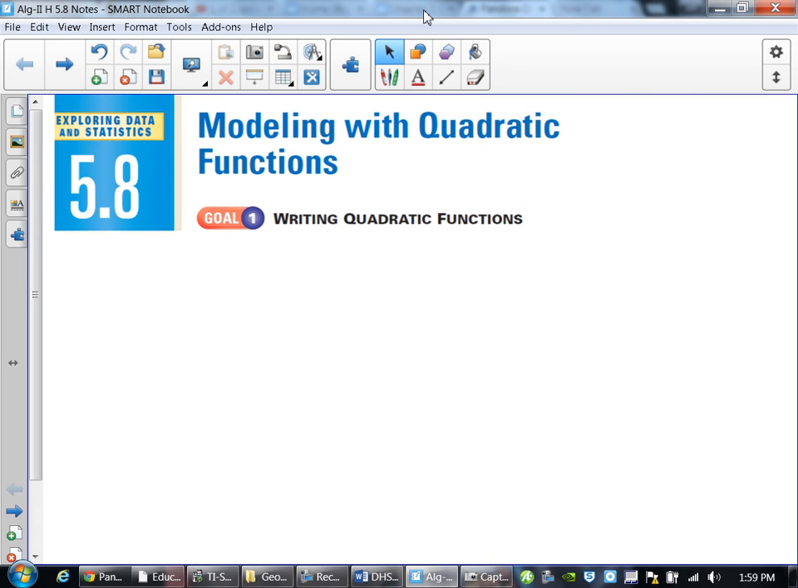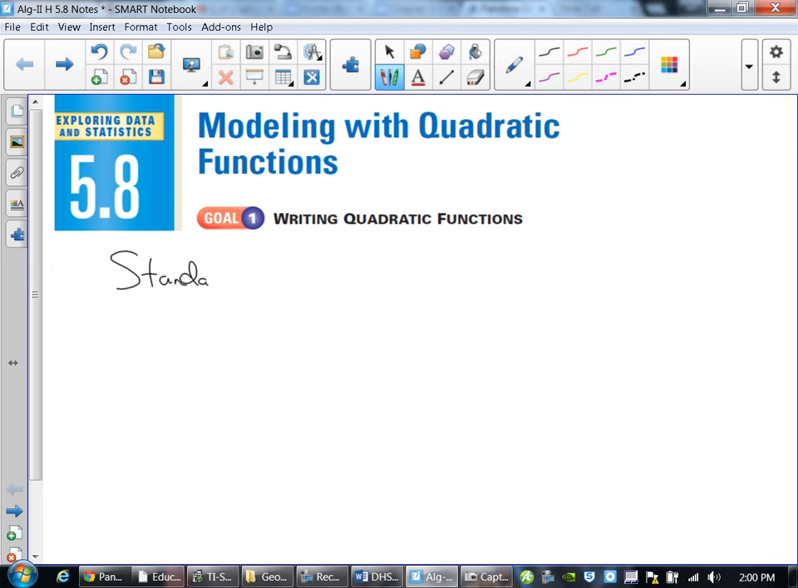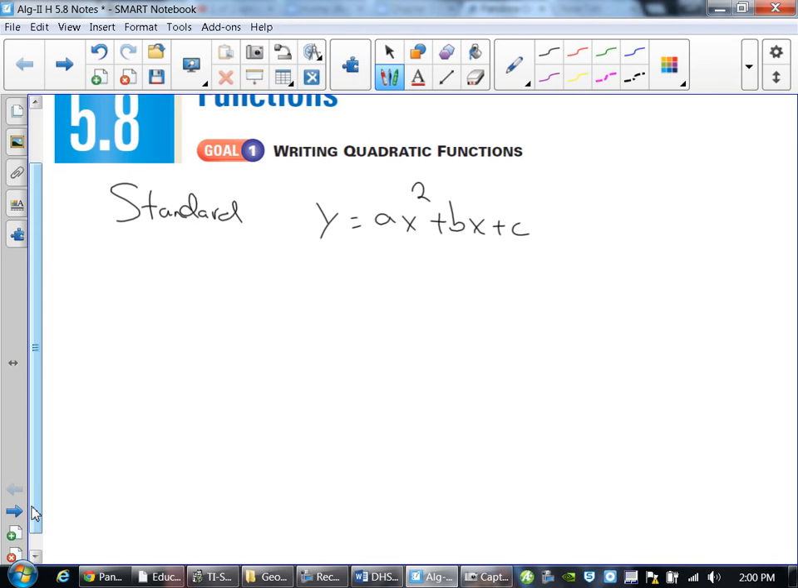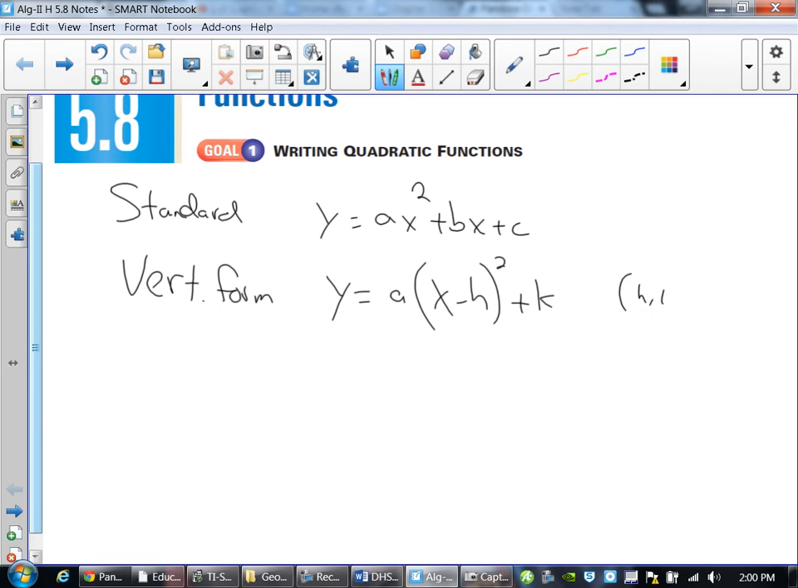Writing out quadratics. We have standard form, which is your y equals ax squared plus bx plus c. We had vertex form. Didn't use a lot, and we will start to use that more. Where it was y equals a times the quantity x minus h, quantity squared plus k, where h and k is the vertex. Okay.